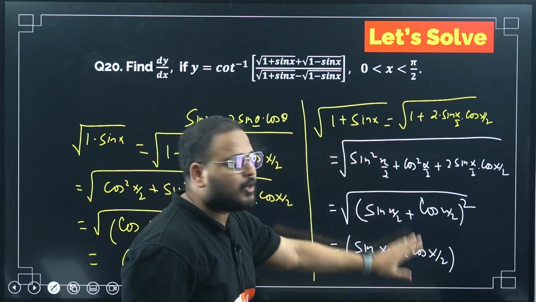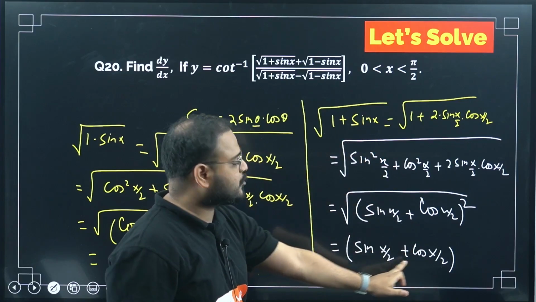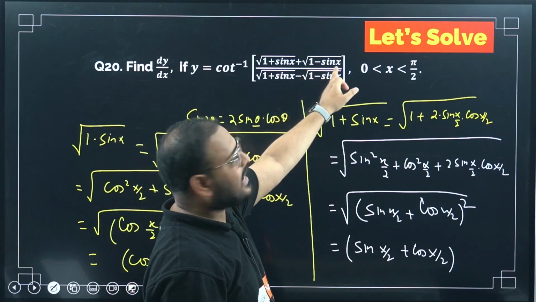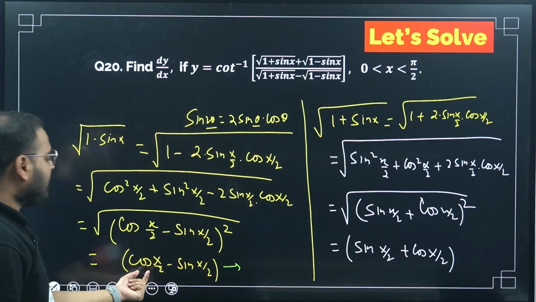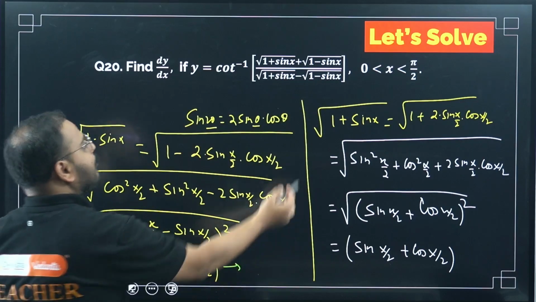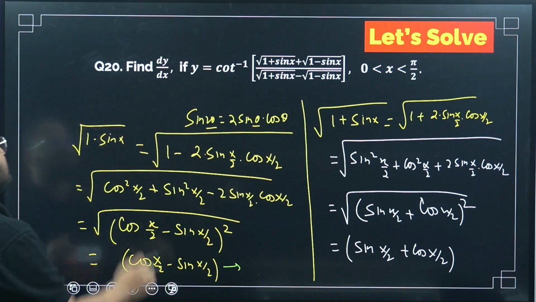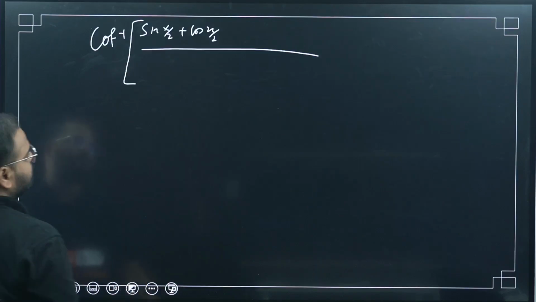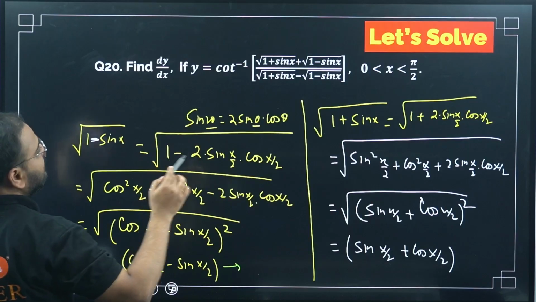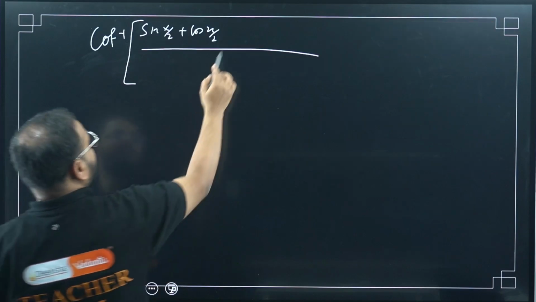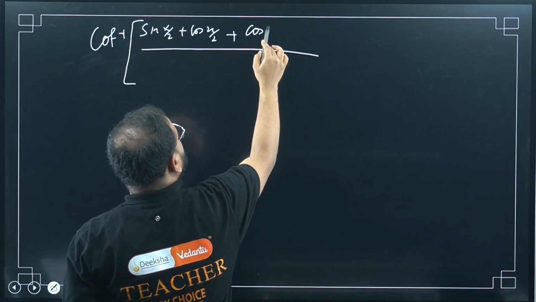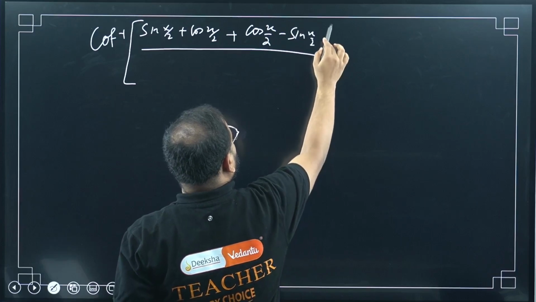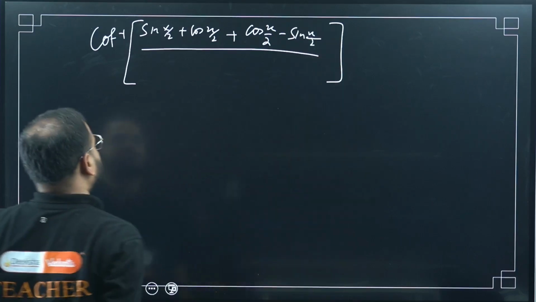So I can write this as sin of x by 2 plus cos of x by 2. Now I can write 1 minus sin x as cos of x by 2 minus sin of x by 2, from the root of 1 minus sin x. Please check. What is the sign here? This is a plus sign, so I'll write a plus sign over here, and simply cos of x by 2 minus sin of x by 2. Please close the bracket.